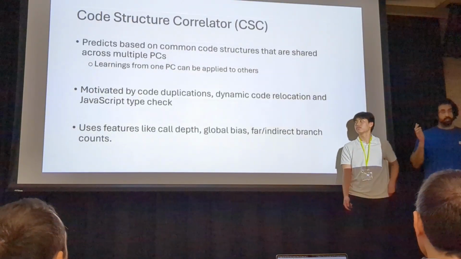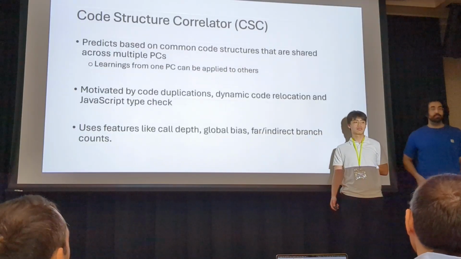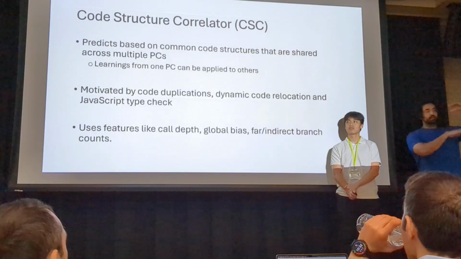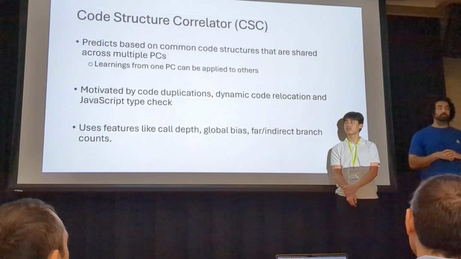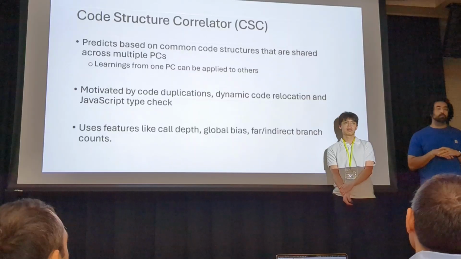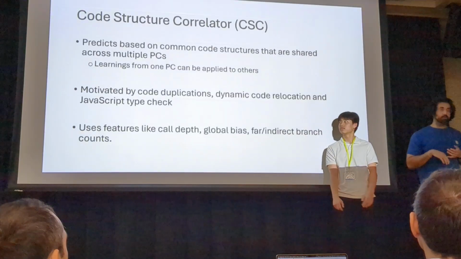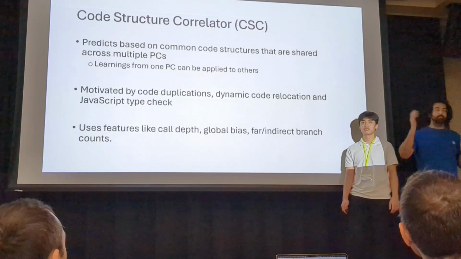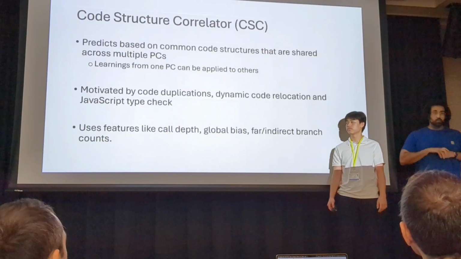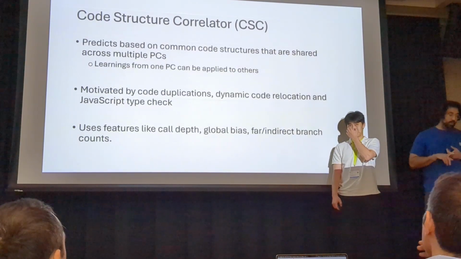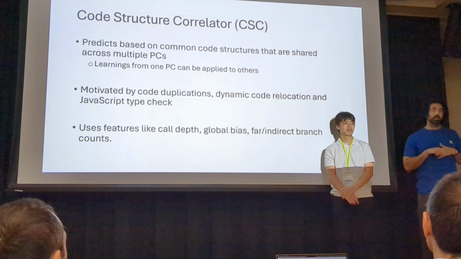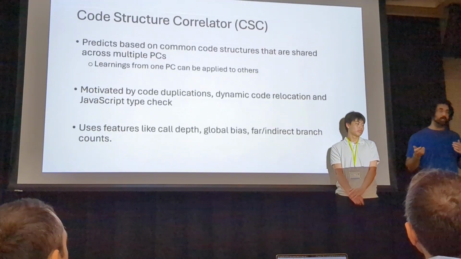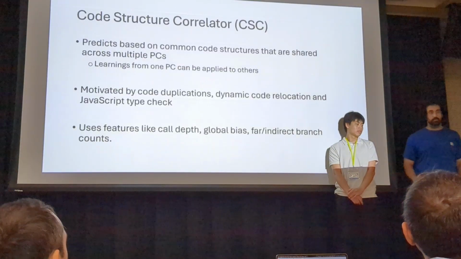The initial motivation for this was looking at JavaScript JITted code. If you look at something as simple as a mul, we'll have like 12 billion branches for doing type checks, and so we were trying to pick up stuff like that. Additionally, we're looking for things like inline functions or dynamic code relocations for stuff that gets tiered up and tiered down by a JIT. So we settled on features like call depth, a global bias, and some counts of various branch categories. For us, we just had far, which means the target's more than 4K away, and indirect, which are indirect branches.